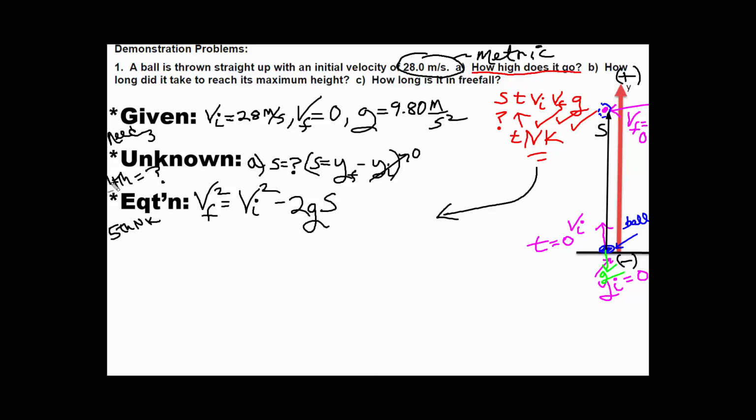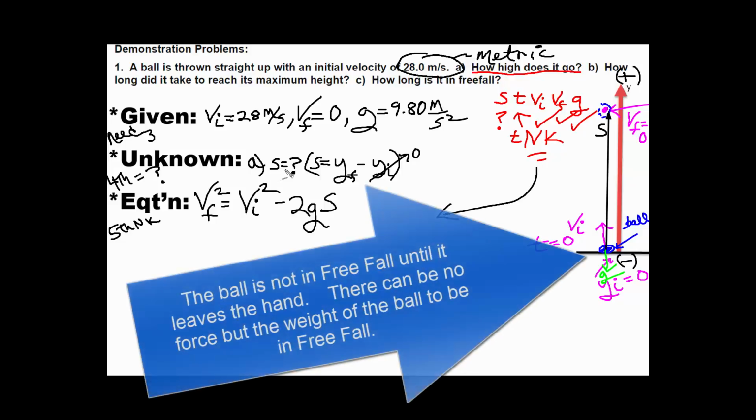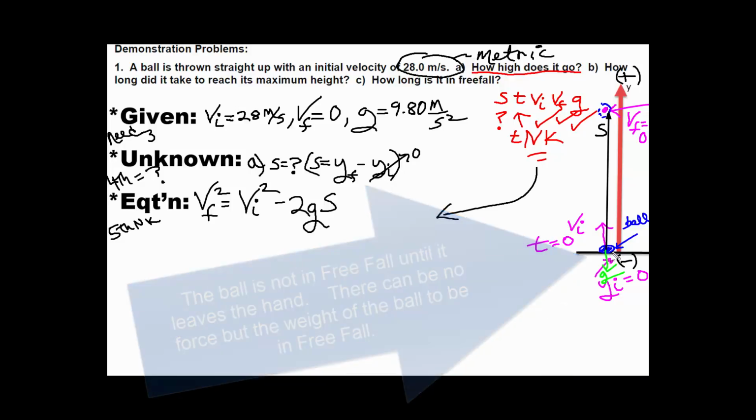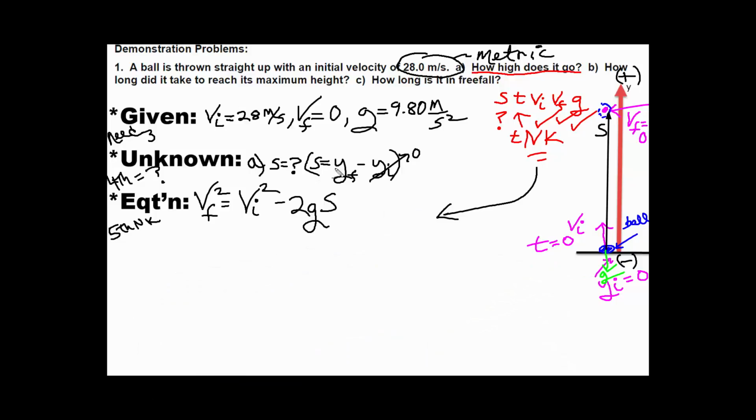The unknown, that's fourth, is what? How high the ball goes, that is the displacement. Remember, displacement is change in position, or y final minus y initial. We set y initial to be 0. The magnitude of the displacement is y final, or how high the ball went.